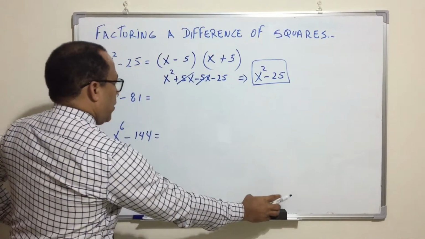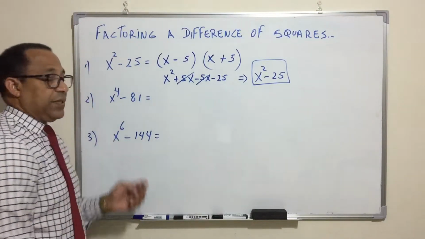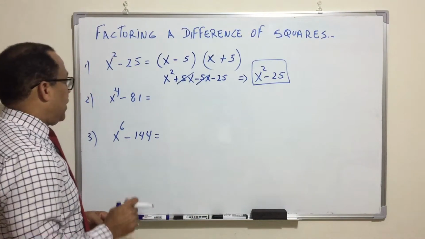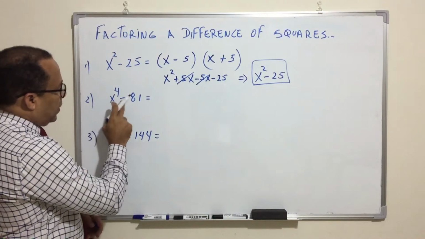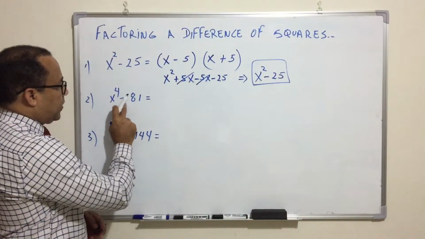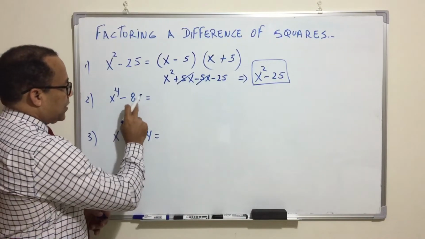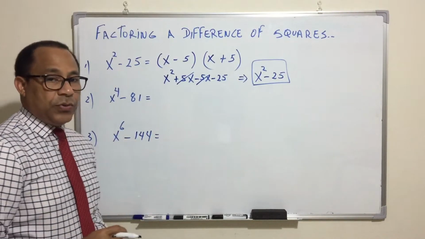Let's take a look at our second exercise. Is it a difference of squares? Let's see. The first term has a square root? Yes. The sign between them is a negative sign? Yes. The second term also has a square root.